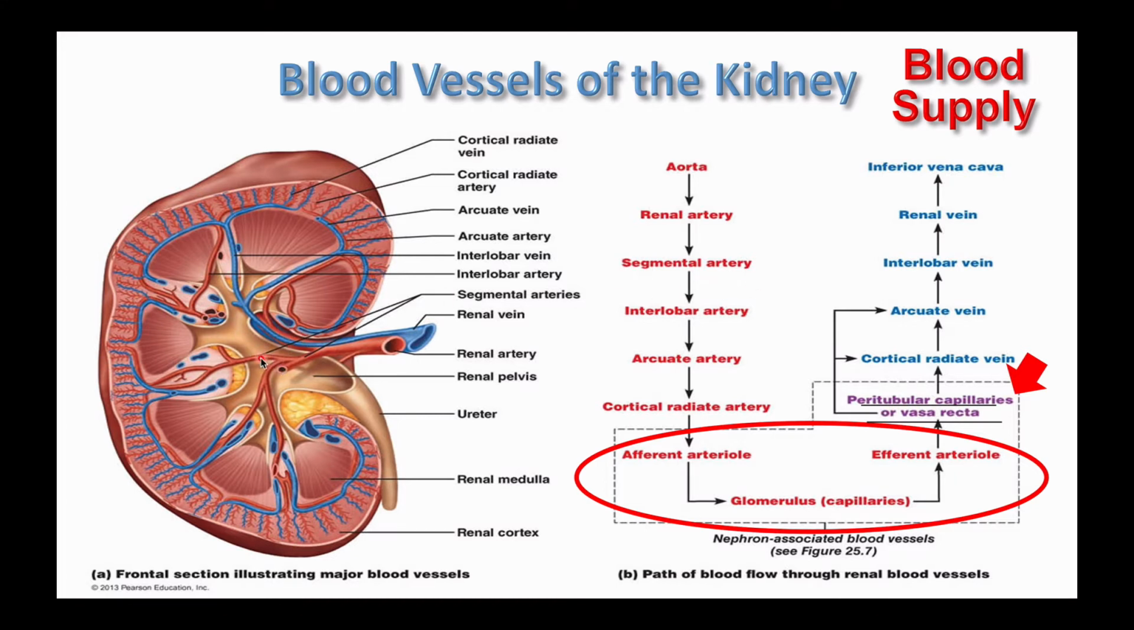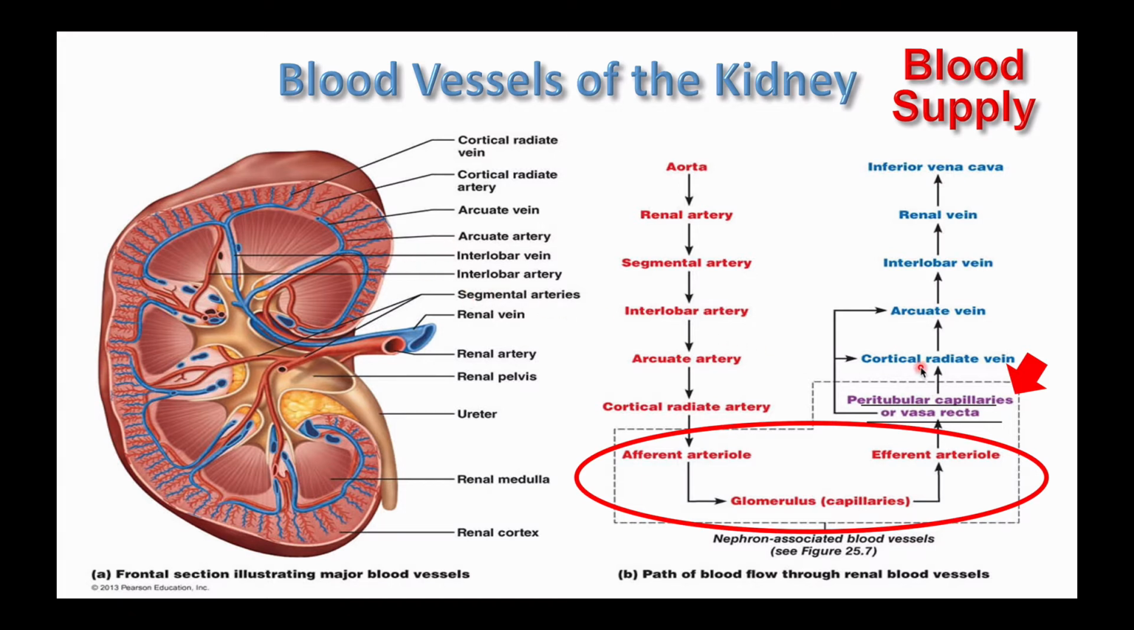Okay, so this segmental artery further divides into interlobar arteries. These are the interlobar arteries. These interlobar arteries divide into arcuate arteries. You can see the arcuate arteries. The arcuate artery further divides into cortical radiate arteries. These small branches are called cortical radiate arteries. Then they go into the Bowman's capsule as afferent arteriole.